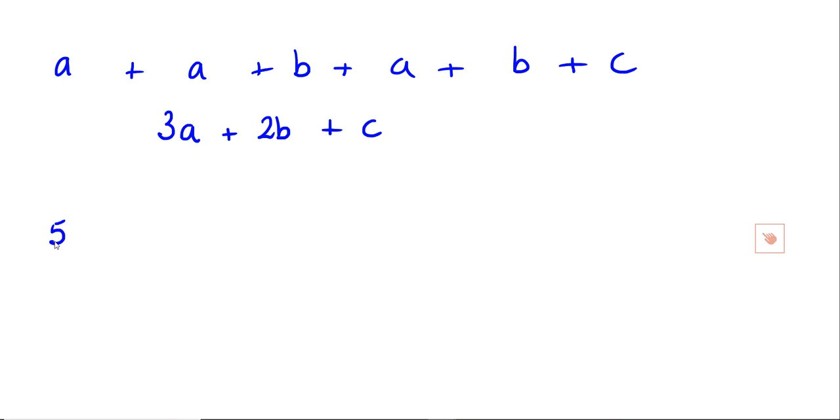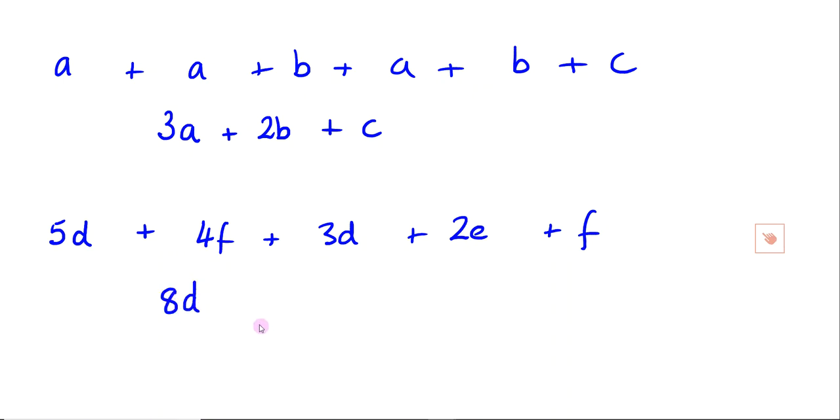So what if we had 5 D's plus 4 F's plus 3 D's plus 2 E's plus F? 8 D's plus 5F plus 2 E's. Happy with that? And what we're doing is what we said at the beginning. We're collecting the like terms together. So as Michael said, we're collecting the things that have the same variable. So we're collecting the D's, the E's, the F's.